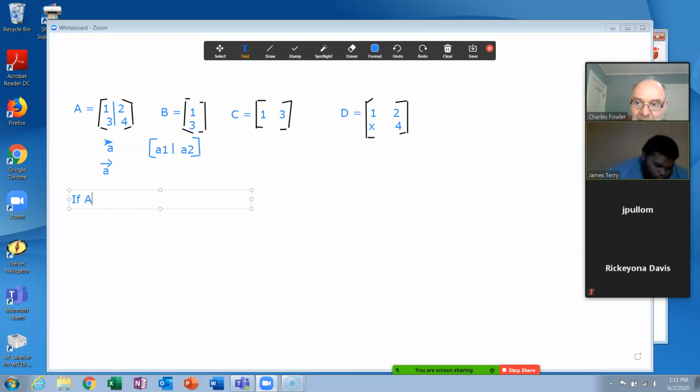If capital A, which stands for a matrix, is equal to A, and these are supposed to be subscripts, IJ, and matrix B, capital letter B, is equal to B, subscripts IJ, and both of these are matrices of size M by N, M rows, N columns. I'm probably not going to have time to draw the bars because it takes too long.